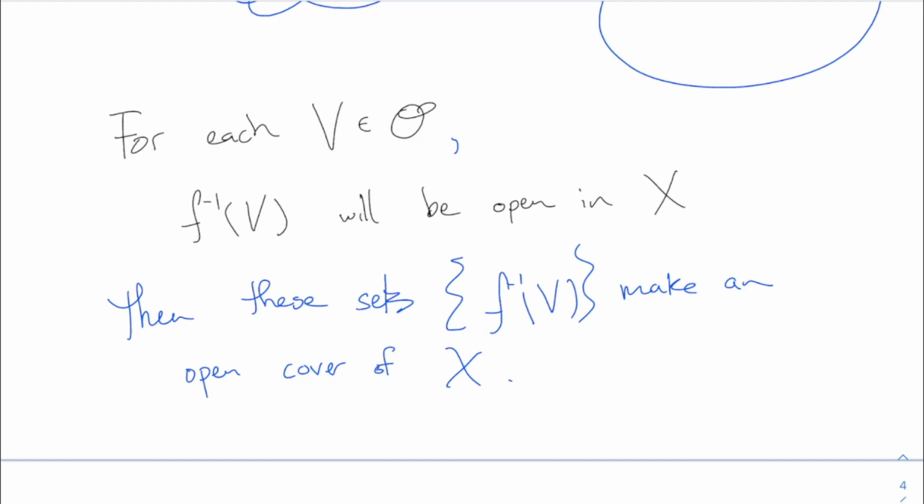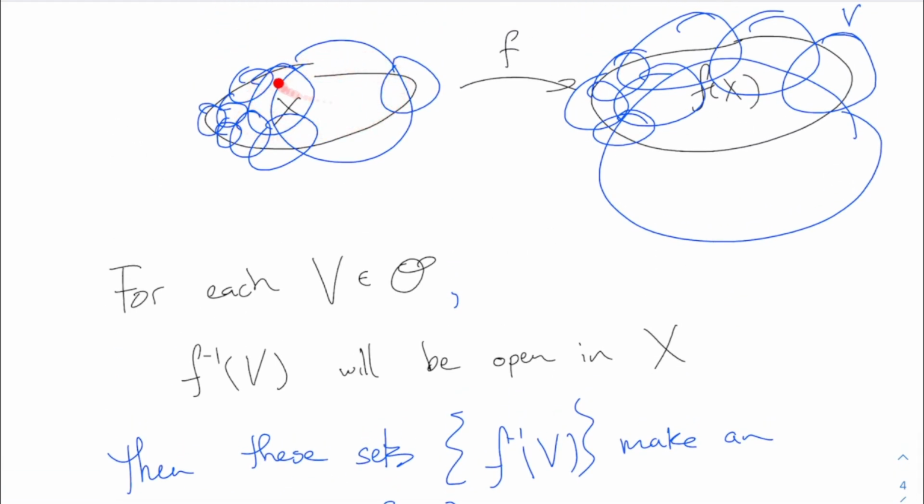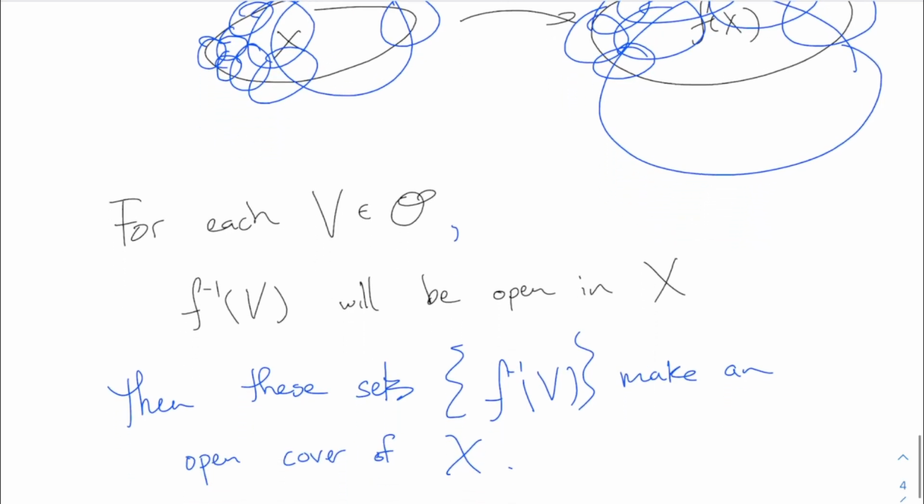Some people said, and maybe you saw, this is where I was going with the picture. If you pull back all of those sets, then they make an open cover over here. You end up covering all the points of X over there. See where that gets you. Yeah, that's the idea.